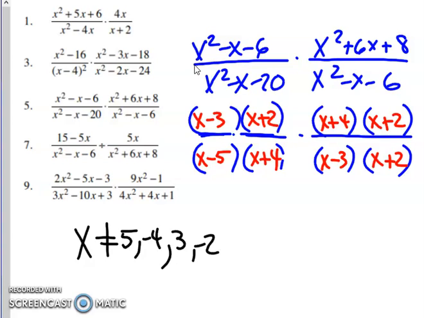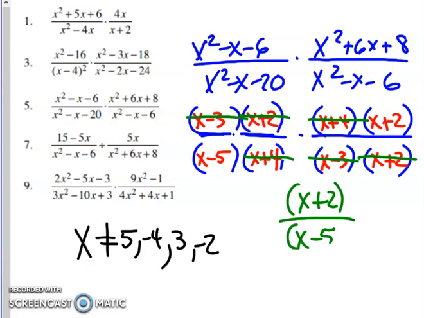For our ones, x plus 2 divided by x plus 2 is a 1. X plus 4 divided by x plus 4 is a 1. X minus 3 divided by x minus 3 is a 1. So what we're left with is x plus 2 over x minus 5.